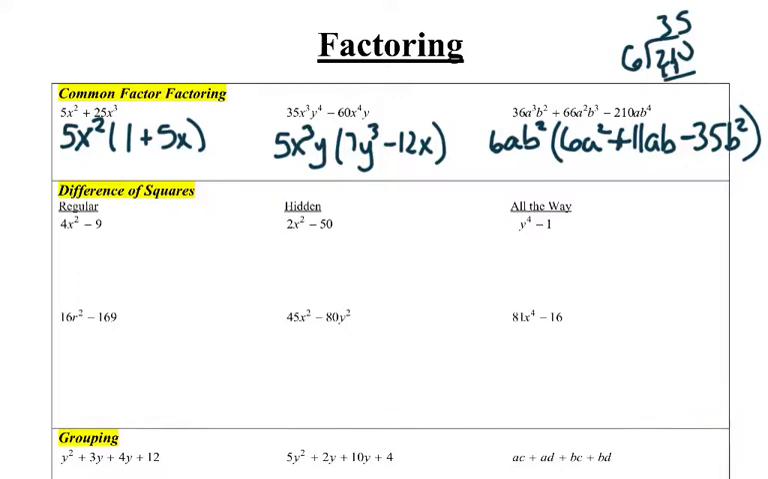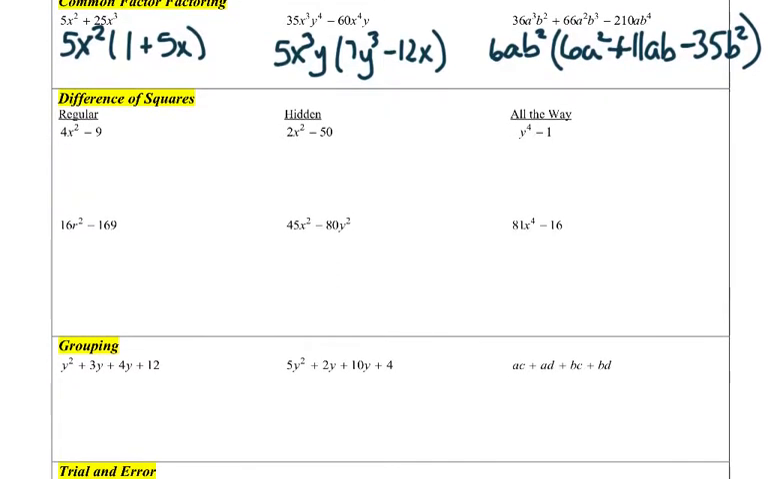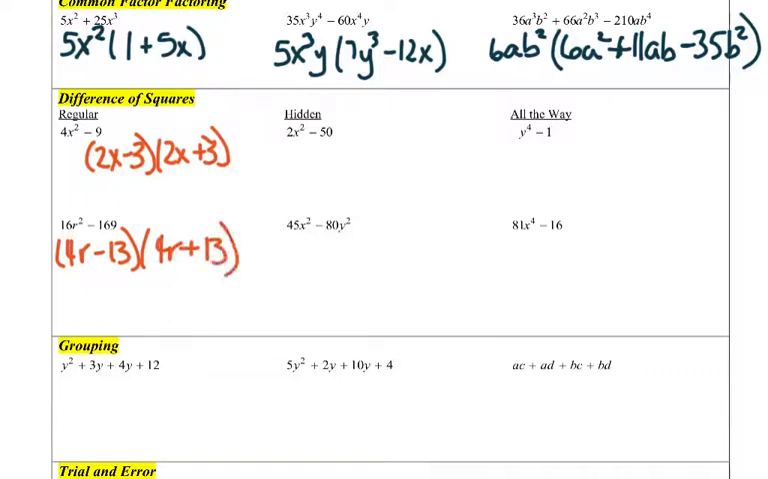Common factor factoring. Difference of squares, that's a fun one, right? When you have something like 4x squared minus 9, it's 2x minus 3, and what's the other factor? 2x plus 3. So if I go underneath to this 16r squared minus 169, this is just 4r minus 13, 4r plus 13. Does it matter if you put the plus first or the minus first? It does not.